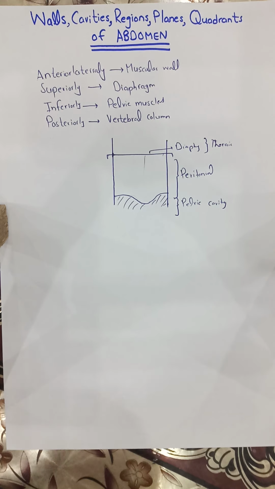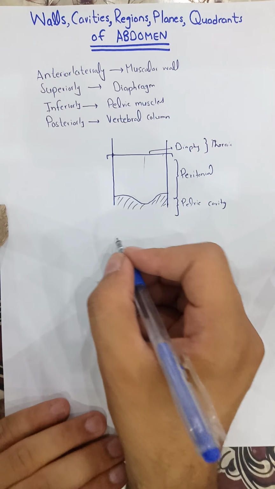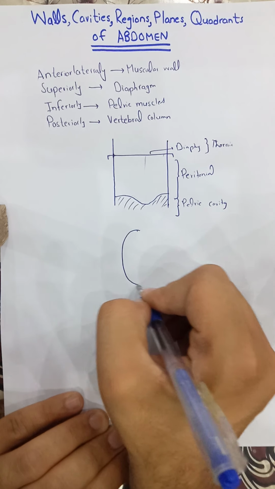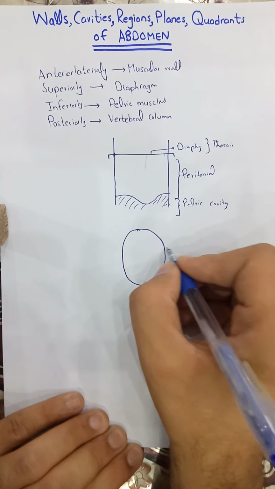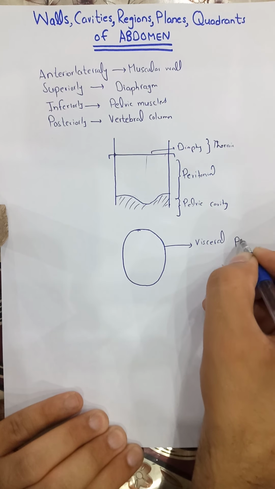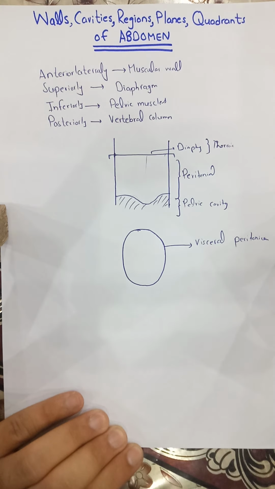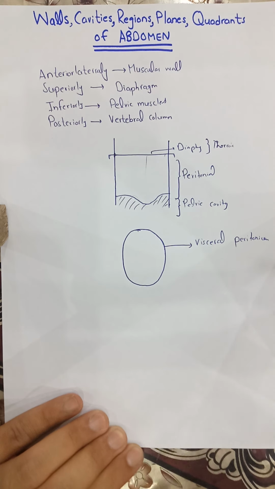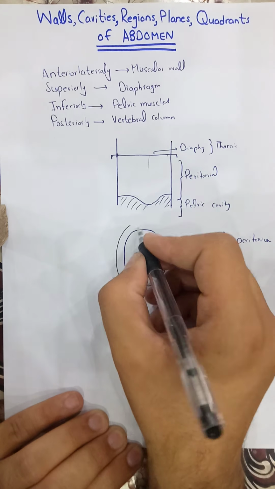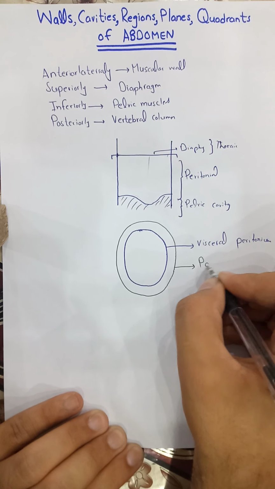First of all we will see the membrane which is surrounding this peritoneal cavity. It actually has two layers. The inner layer will be called the visceral peritoneum, which I am showing in this blue color. Outward to this visceral peritoneum will be another layer called the parietal peritoneum, which I am showing in the black color.